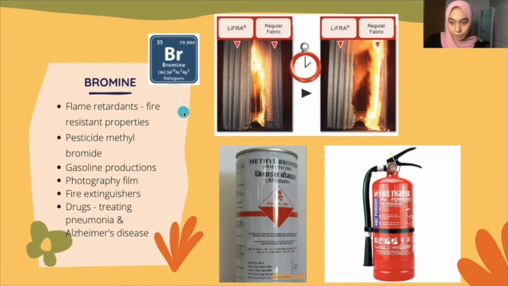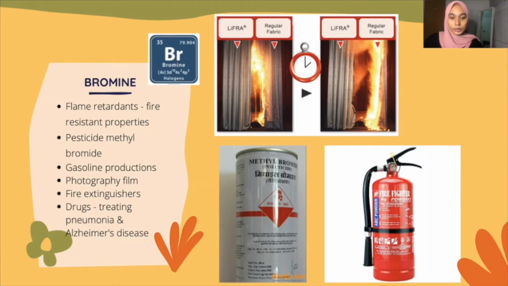The third element of halogen is bromine. Bromine is used in flame retardants because of its fire-resistant properties. It is also found in the pesticide methyl bromide, which facilitates the storage of crops and eliminates the spread of bacteria. However, the excessive use of methyl bromide has been discontinued due to its impact on the ozone layer. So the example of methyl bromide is this picture.